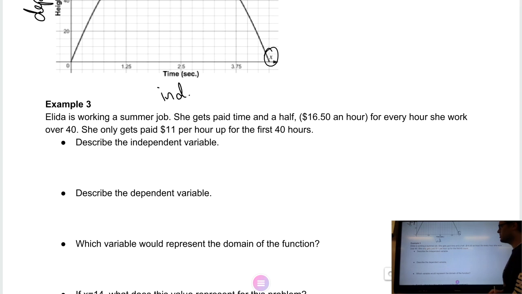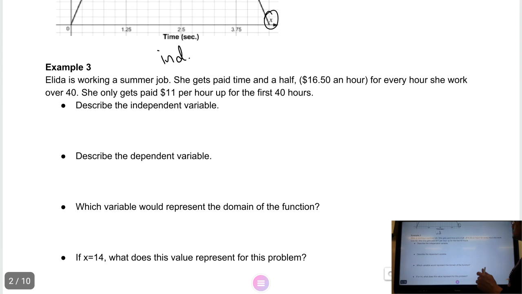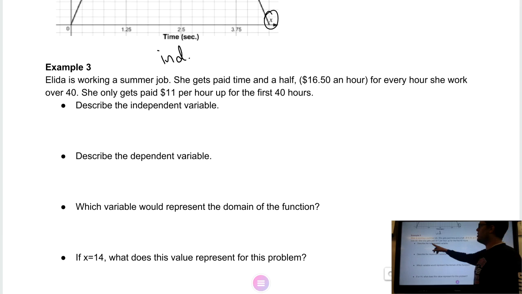Example 3. Alita is working on a summer job. She gets paid time and a half, which is $16.50 for every hour she works beyond the 40 hours. And she only gets paid $11 per hour for the first 40 hours. Typical situation, minimum wage is probably higher than that by now.